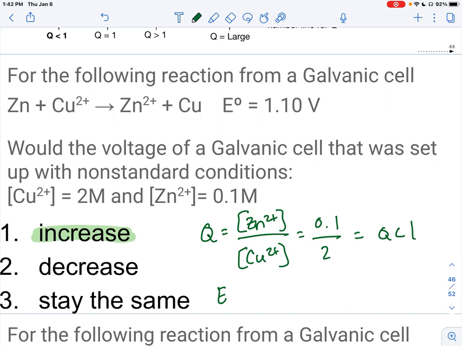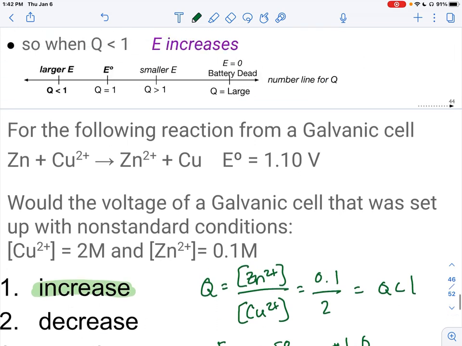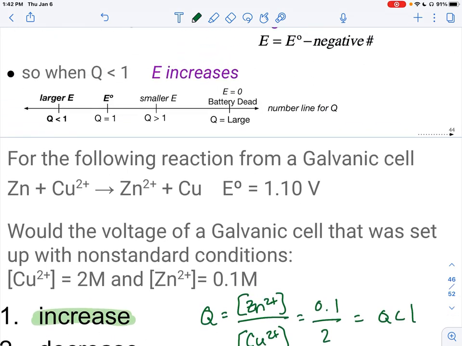And then our Nernst equation is this. When Q is less than 1, we are further back away from the dead battery, equilibrium. So the voltage increases. So that's using this number line. When Q is less than 1, we're down here, and we're further away from where the battery dies. If we have more time to get there, the voltage is higher.